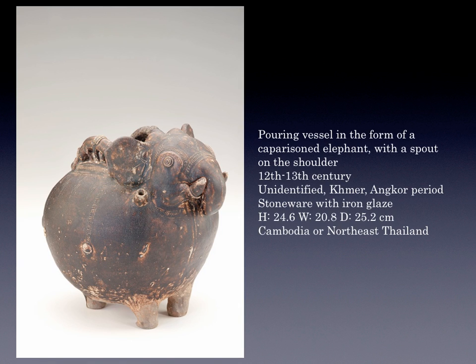This is a pouring vessel in the form of a caparisoned elephant with a spout on the shoulder. Elephants are beautifully decorated during temple festivals. They wear a distinctive golden head covering. As you can see, some of this decoration is on the actual vessel. It's open on the inside and has a small spout right next to the shoulder.